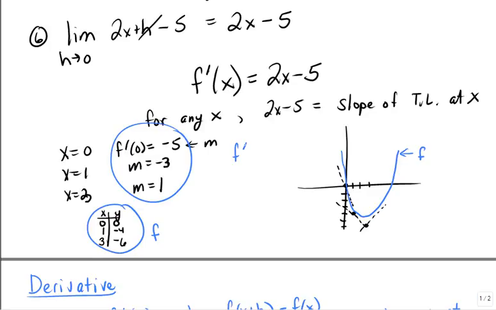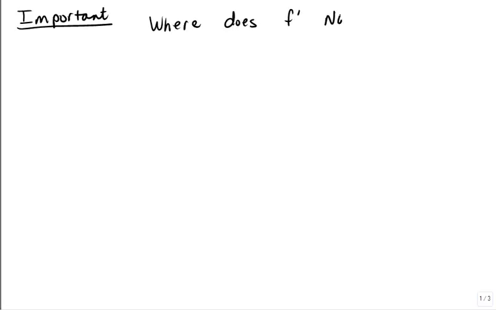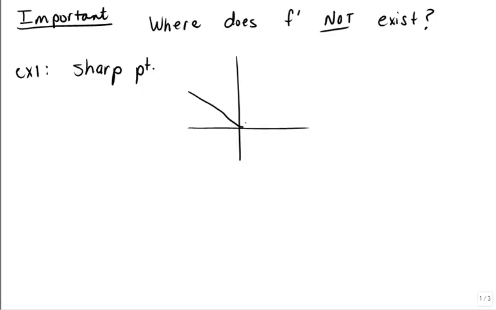Okay, let's look at an important idea now that we kind of know what a derivative is. Where does f prime not exist? Where do we not have derivatives? So let's look at example 1. Example 1 is going to have a sharp point in it. So that's something like the absolute value of x. That looks like a V-shaped graph.